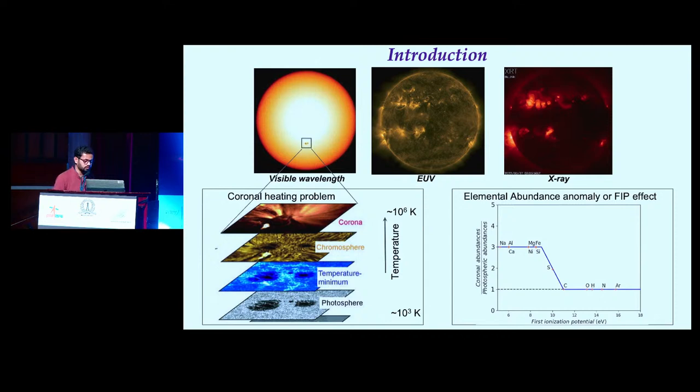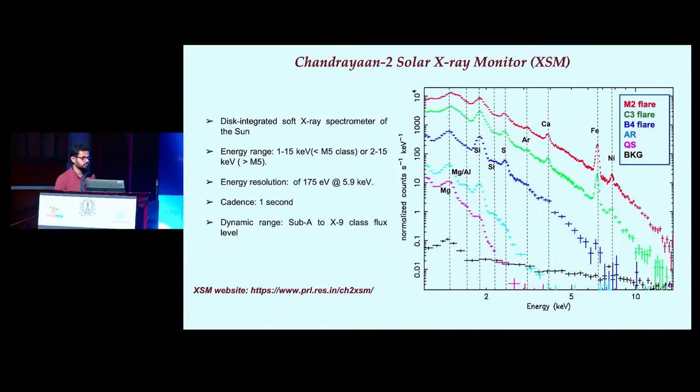So in this study, we explore both of these problems using the spectroscopic technique. For that, we use the X-ray spectral observation of the Sun by the Solar X-ray Monitor on board Chandrayaan 2. The Solar X-ray Monitor is a disk-integrated X-ray spectrometer in the energy range of 1 to 15 keV. It was the best spectrometer of its time in terms of energy resolution, cadence, and dynamic range. These are a few examples of spectra observed by XSM at different activity levels of the Sun.